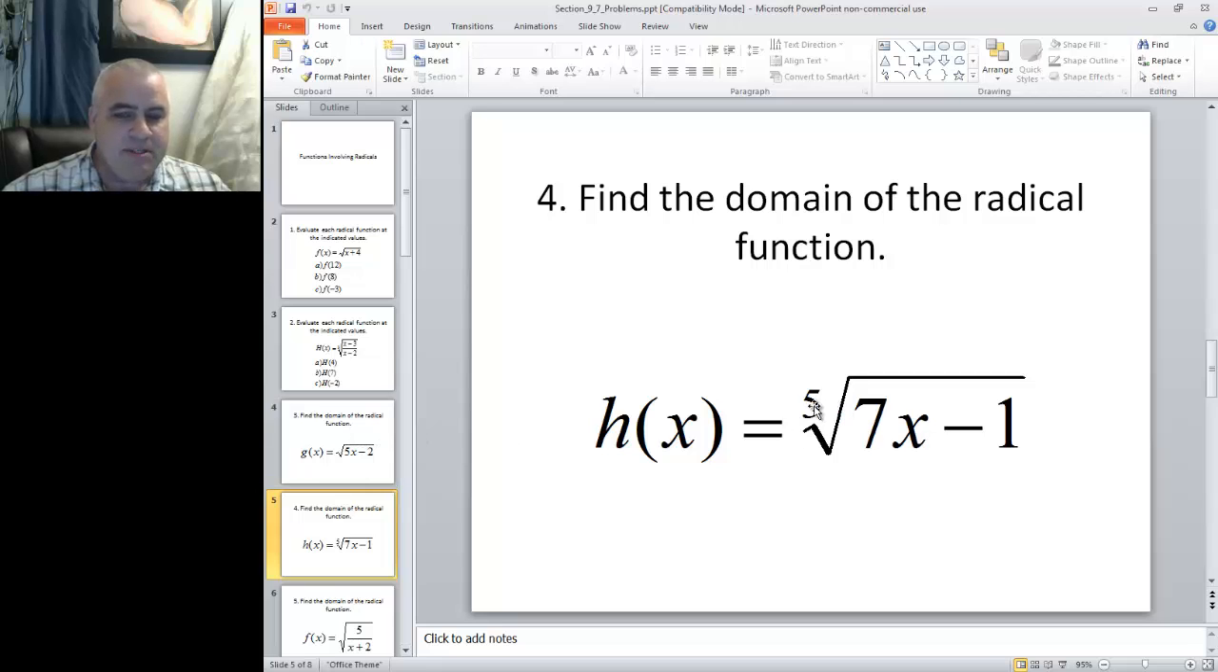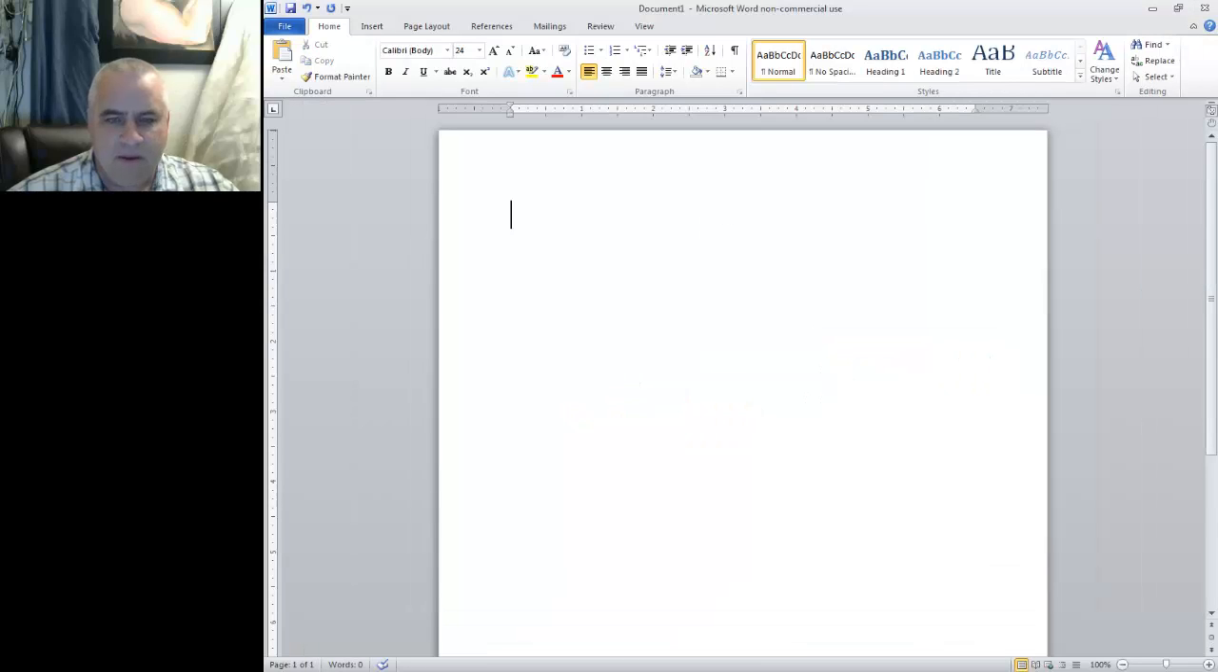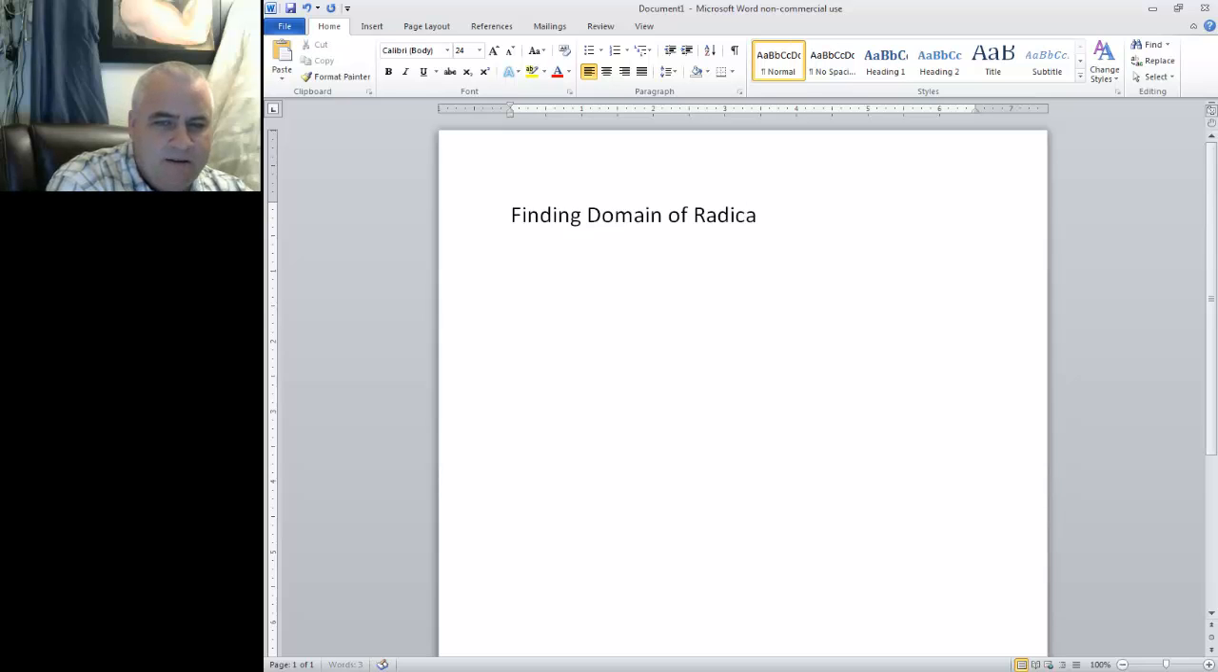Now what we're going to be looking at specifically is the number in this slot. That's called our index. In this problem, the index is 5. And on this problem, it's a square root, so our index will be 2. So we have two different cases. We have one where the index is even and one where the index is odd. So let's take a look at when the index is even. Finding the domain of a radical with an even index.